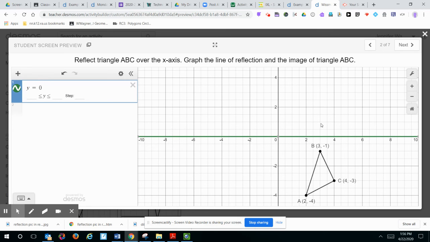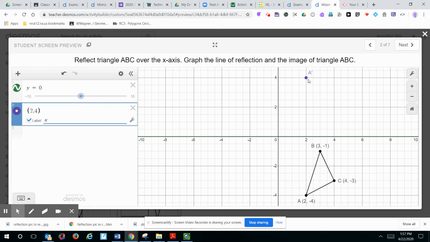Now I'm supposed to type in the points of the image. So remember I said if I'm going across the x-axis, the rule is that the y coordinate changes. So if I want to make the point A prime, which is 2, -4, I would type in 2, 4, and then I can click on label that, and I can type in A prime. So now my A prime point is up here. If I were to count the squares, it's 8 squares to there and 8 squares to there. So I put it in the right spot.